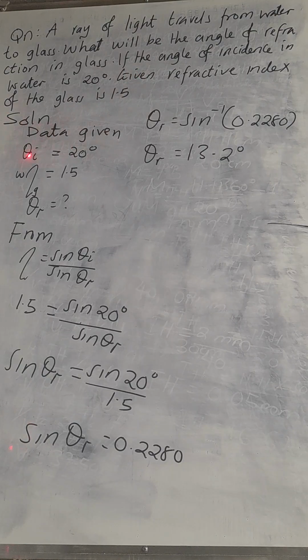So solution data given, we have given angle of incidence. The angle of incidence is equal to 20 degree, and also you have given refractive index when the light travel from water to glass is 1.5. What will be the angle of refraction now? So from Snell's law, we know the refractive index is equal to kanuni yake ni sine of angle of incidence over sine of angle of refraction. So you may substitute 1.5 is equal to sine of 20 degree over sine of the angle of refraction. So the sine of the angle of refraction is equal to sine of 20 degree over 1.5.